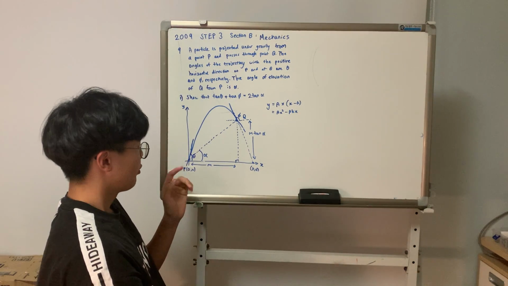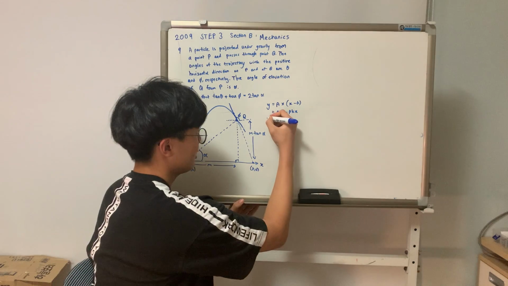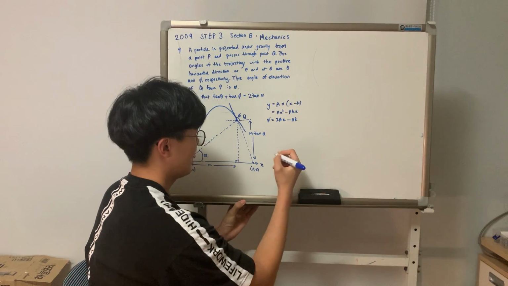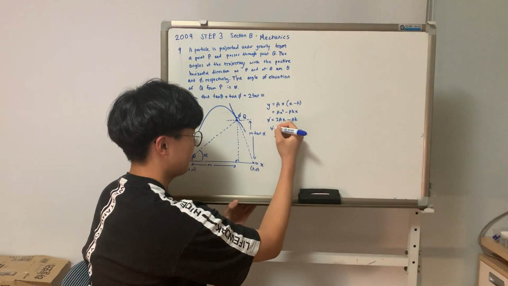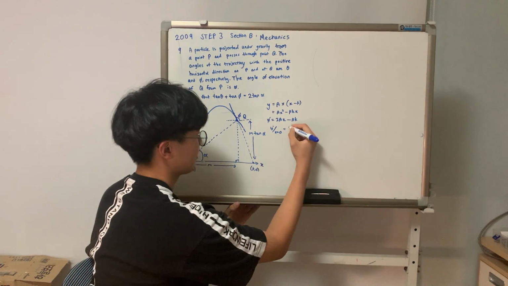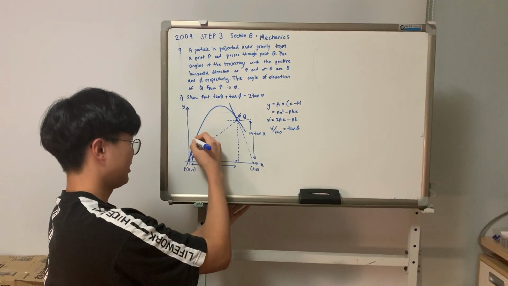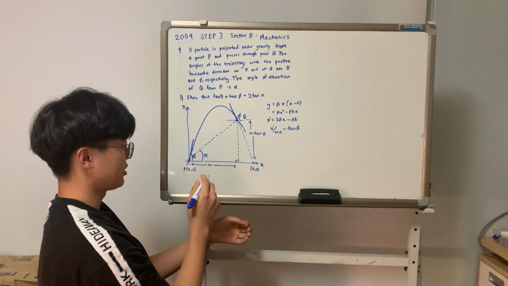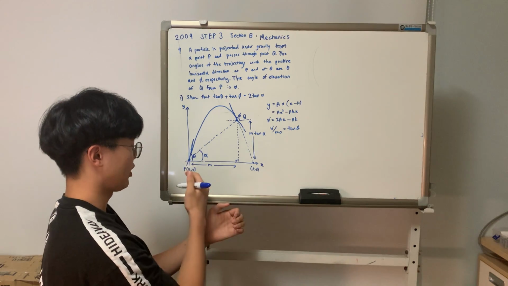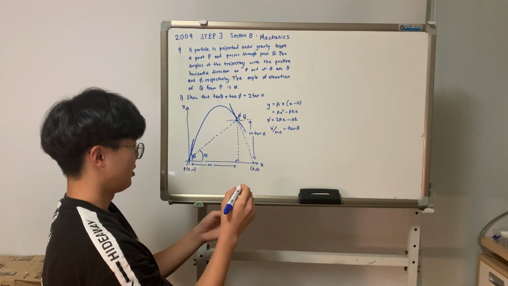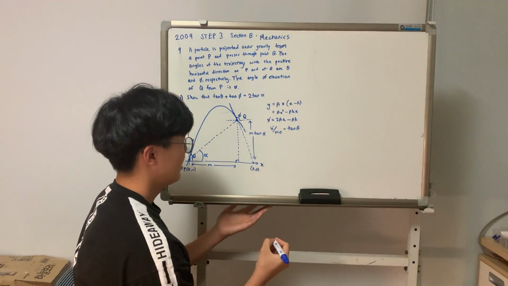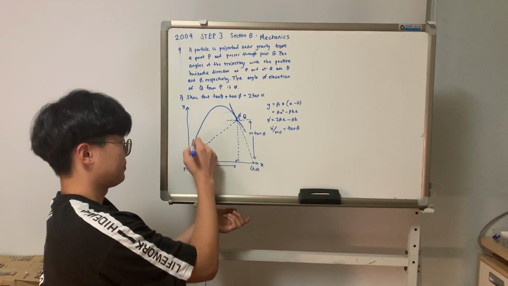And because we're dealing with instantaneous gradients, when we take the derivative of y, we get 2ax minus ak. And here we know that y prime at x equals 0 is going to be equal to tangent theta, because tangent theta is opposite over adjacent at point P, of the instantaneous gradient at point P. And opposite over adjacent is the same as rise over run, which is the gradient. And that's going to be tangent theta here.